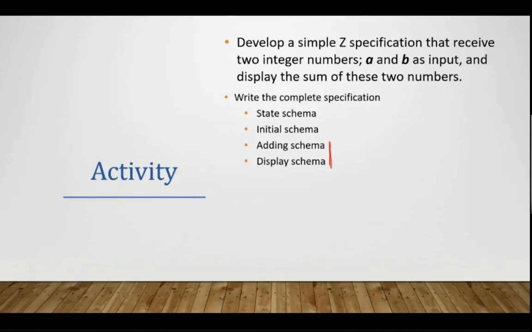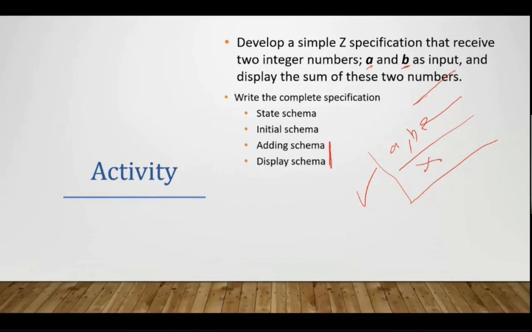So the state schema, what you have to do in the state schema: we have two variables, so we should declare these two variables. Is there any invariant here? In the beginning, we should declare A and B. If we have any invariants, we should write them here. Check here, this one. We can see this is the state schema.